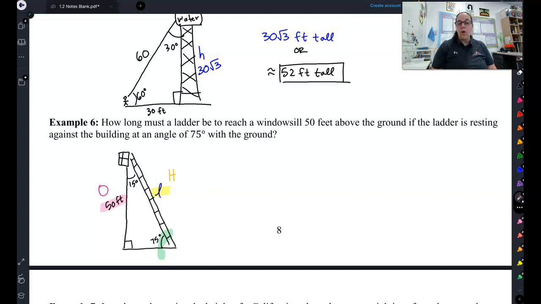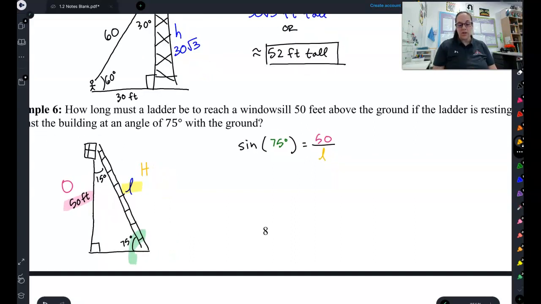So I look at what sides I've been given, what sides I'm focusing on. I am focusing on O and H. So if I'm focusing on O and H, what trig function is that focusing on? So I think SOHCAHTOA, the one that uses O and H, is sine. So I'm going to write this out. Sine of the angle I'm focusing on, there's my 75 degrees, equals the O side, which is 50, over the H side, which is the L I'm solving for. And I just need to solve this equation.